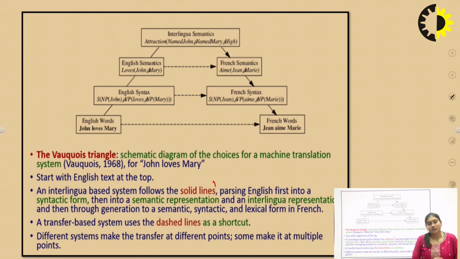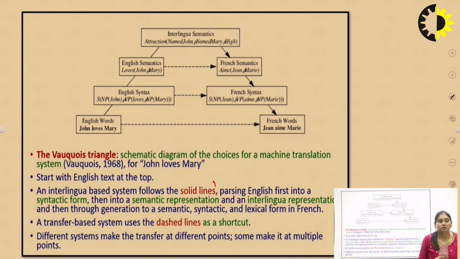So start with the English text at the top, and the interlingua based system follows the solid lines. As you can see here, these are the solid lines. So follow these solid lines, parsing English first into a syntactic form, and then we create the semantic representation, and then the interlingua representation. When we reach the interlingua representation of the English words, which we want to convert into French, then through generation to a semantic, syntactic, and lexical form in French, we are able to convert it.